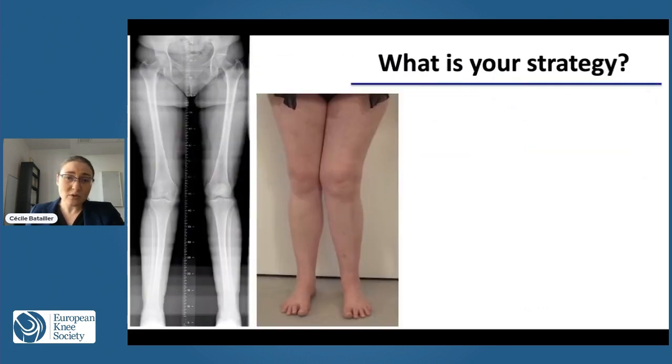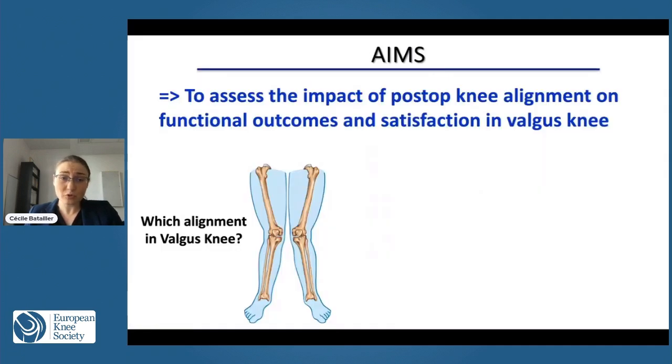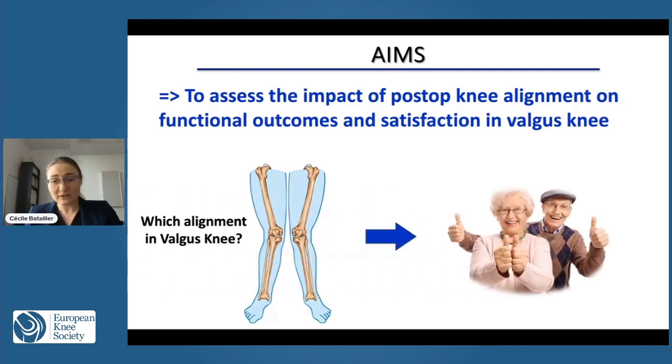And the question is, for this kind of patient, this lady, she had a native valgus knee deformity, a bilateral valgus knee deformity. What is your strategy when you will do a total knee arthroplasty? Do you want this kind of X-ray with a personalized alignment, keeping a valgus knee deformity? So it's our aim to assess the impact of postoperative knee alignment on the functional outcome and on the satisfaction of the patient in valgus knee deformity. Which alignment in valgus knee obtains the best satisfaction for our patients?